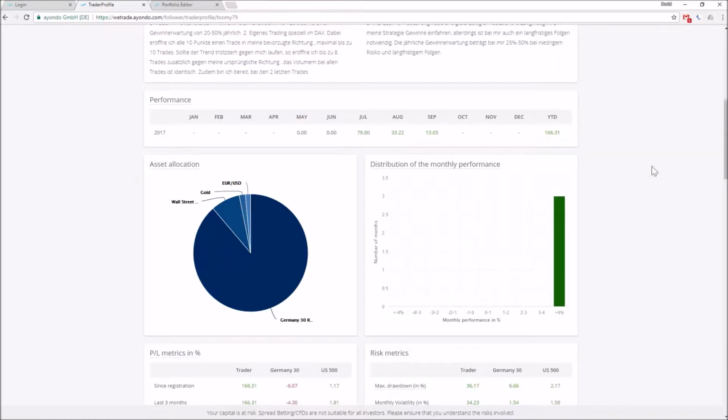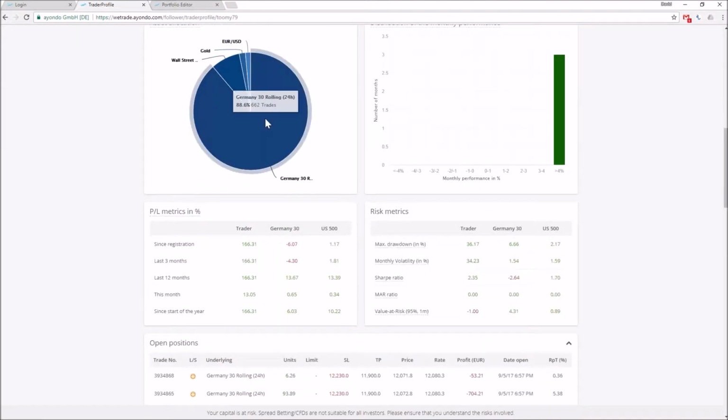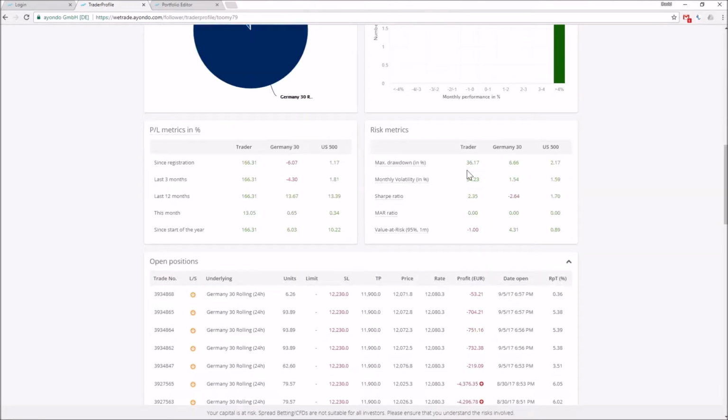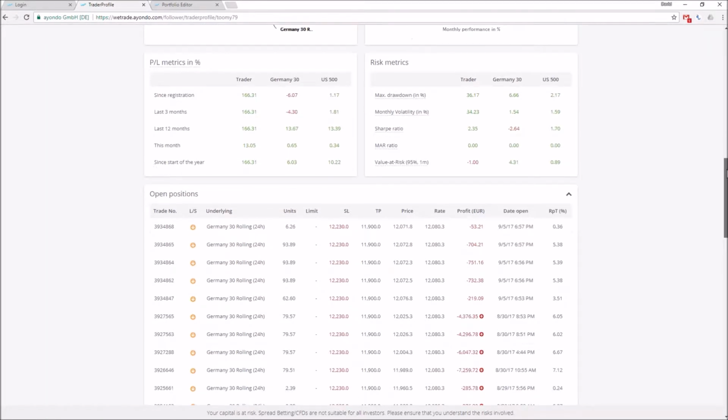Year to date, 166%. If we scroll down a bit further, the German 30 has been where most of the trades have been done. So that's the German stock market index. 88% of trades done there. A bit of Wall Street, a bit of gold, and a bit of euro dollar. Then we have other risk metrics in here, the maximum drawdown, the monthly volatility, Sharpe ratio, all this sort of stuff, and really how this person has done. And then if we want to, we can scroll down and see their open positions.